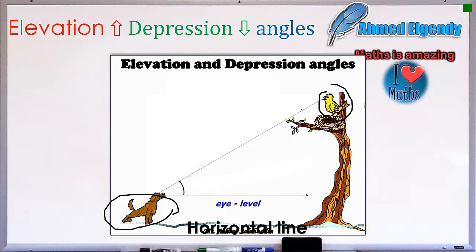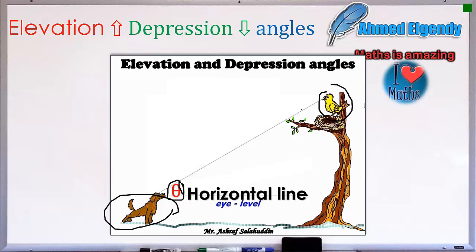First, we must know the horizontal line. The horizontal line here is the ground or sea level. It's parallel to the eye level of the dog. Eye level is always parallel to the land or sea level. The line drawn from the dog's eye to the bird on top of the tree and the horizontal eye level line contain a theta angle. This is the angle of elevation, because the dog looks up.